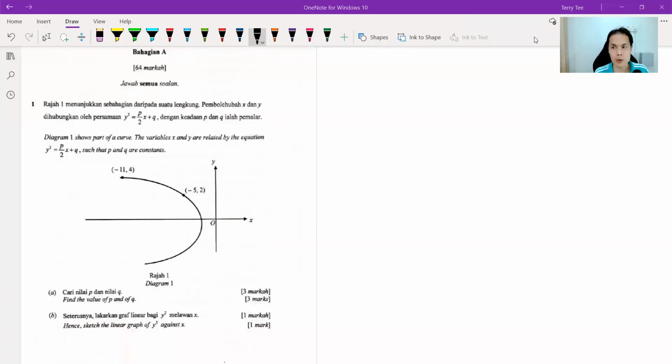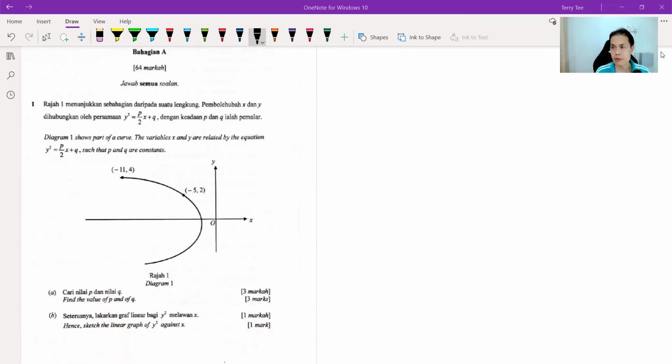Okay, let's get started with question number 1. This is from Form 4, Chapter 6, Linear Law. Here we have a diagram that shows part of the curve y squared equals p over 2x plus q, such that p and q are constants. So you're supposed to find the value of p and q.